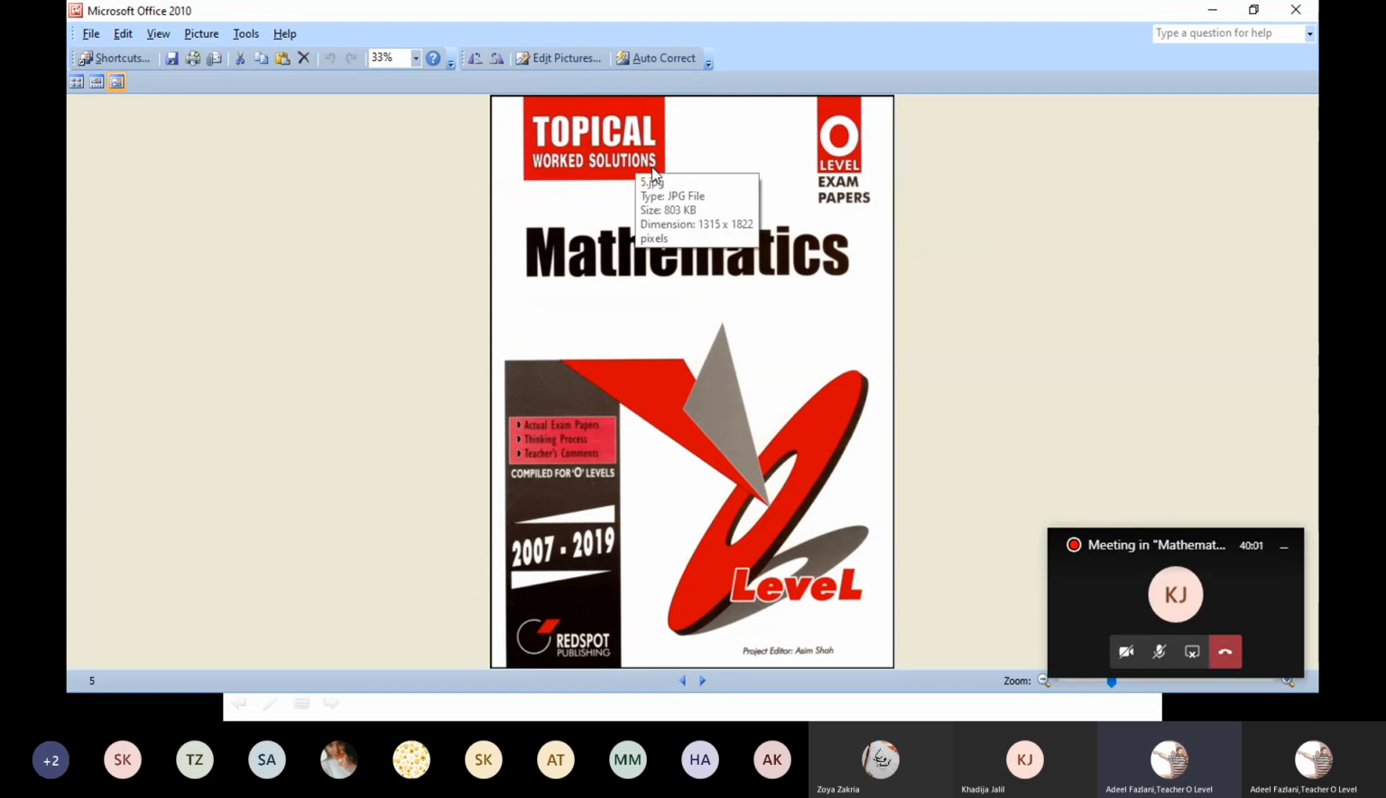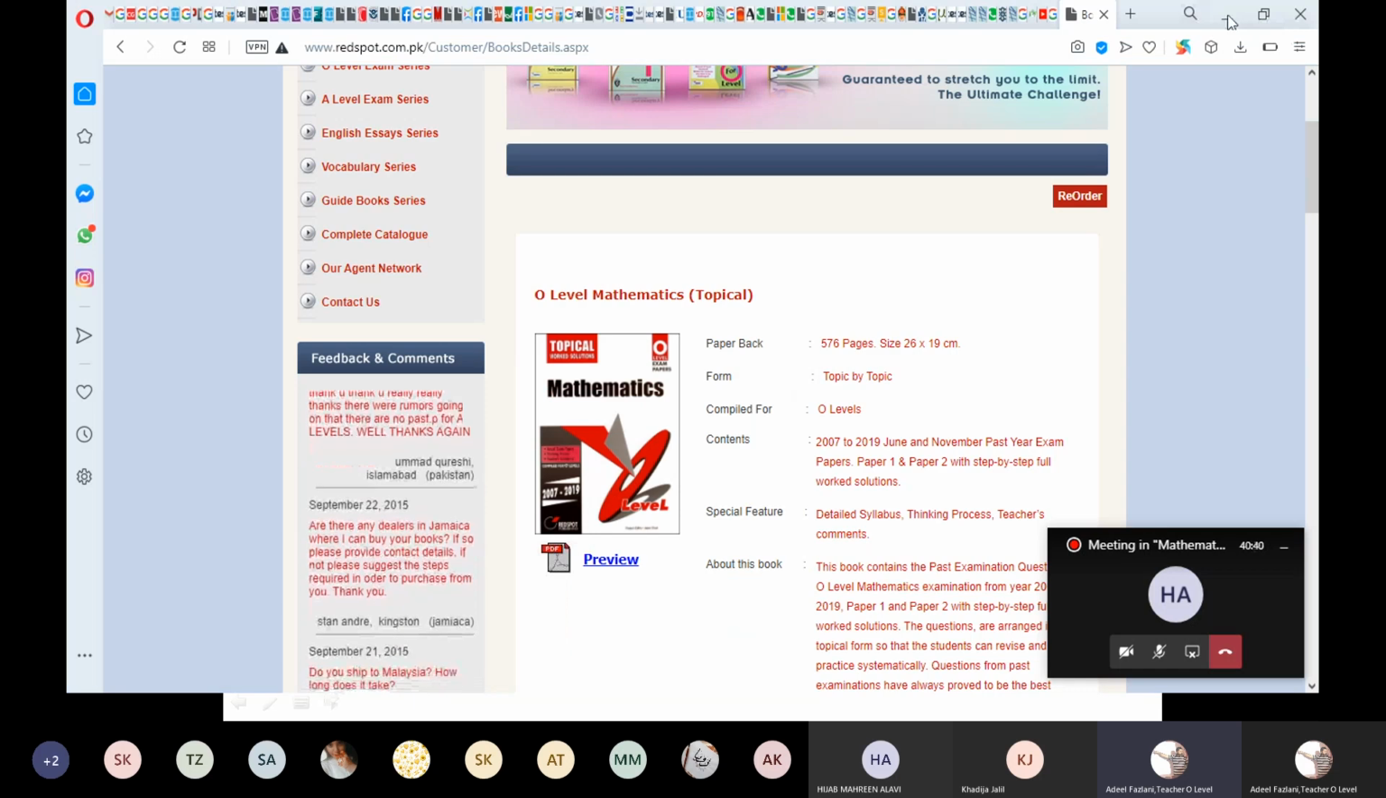Now, can you see this topical past papers? Do you have topical past papers at your home? Take the picture of this book and get this book purchased from a bookshop for practice purposes, and this will serve the purpose of this year, next year and next year as well. I hope that my guidelines are clear to you. Yes or no? Yes, sir. Have you taken the picture of this? Yes, sir. Okay. Now, let me discuss the part.